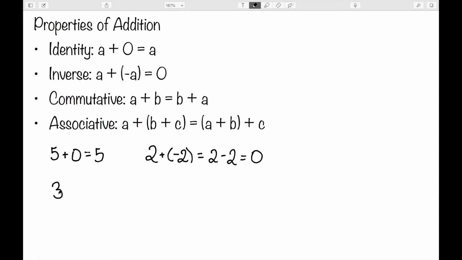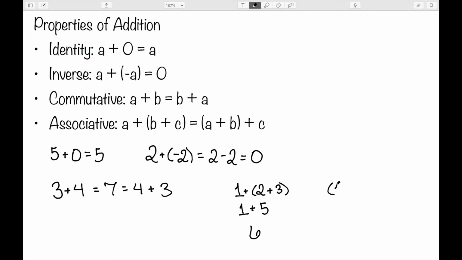For commutativity, I know that 3 plus 4 is equal to 7, which is also equal to 4 plus 3. For associative, if I say something like 1 plus (2 plus 3), well, 2 plus 3 is 5, and 1 plus 5 is 6. On the other hand, if I switch the parentheses and do (1 plus 2) and then plus 3, 1 plus 2 is 3, and 3 plus 3 is 6.